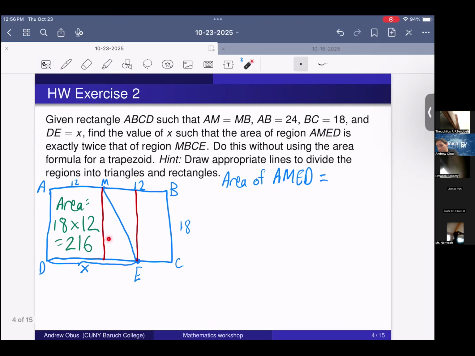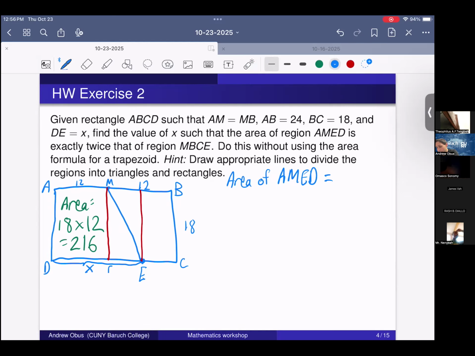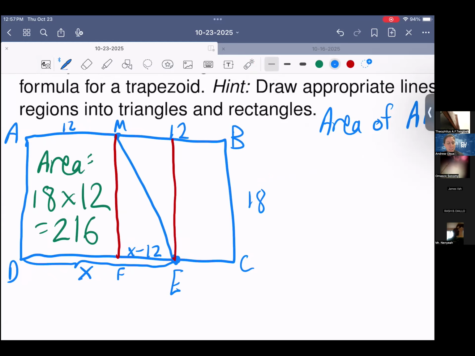So now, what about this triangle over here? This would be the next one to do. Triangle MEF. I mean, I can give this point a name. I could call it F if I want. Well, we know that its height is 18 and its base is what? Well, the entire base here is X, but this part over here is 12, right? Because it's opposite this 12. So that means what you have left here is X minus 12.